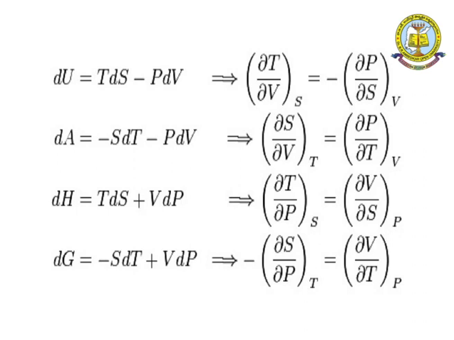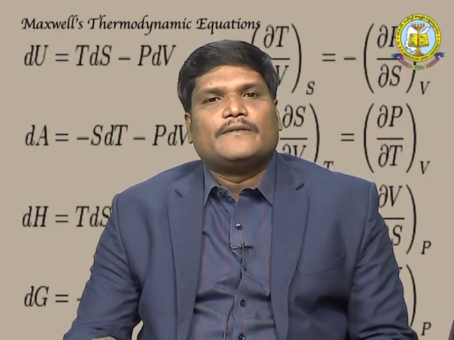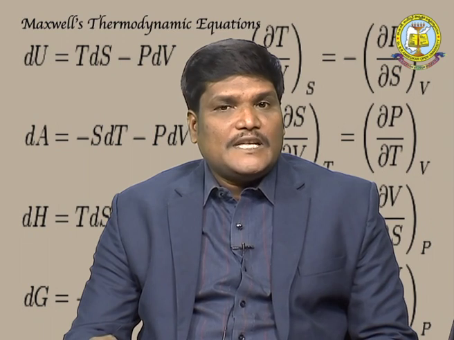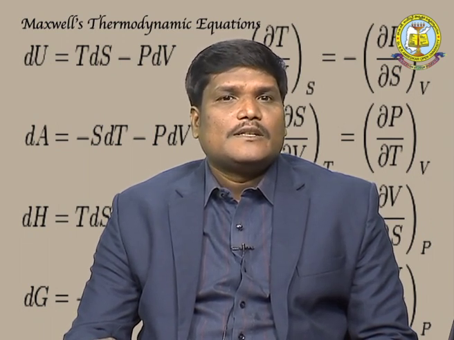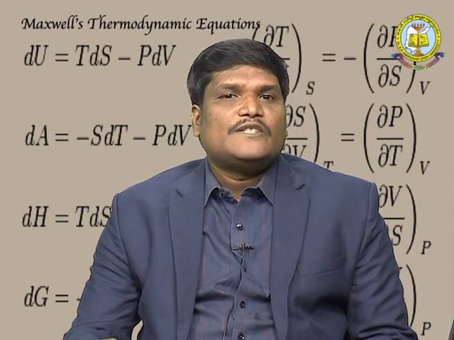(∂T/∂P) at constant S equals (∂V/∂S) at constant P, and the final equation, dG equals minus SdT plus VdP. So that should be equal to minus (∂S/∂P) at constant T equals (∂V/∂T) at constant P. Okay. These are the four Maxwell's equations, which come from these four.